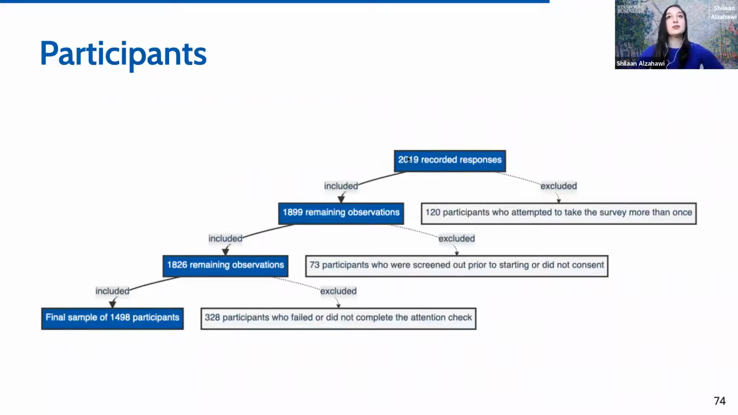So in terms of the 2019 recorded responses, we excluded 120 participants who attempted to take the survey more than once. Then we excluded 73 participants who were screened out prior to starting or did not consent. And finally, we excluded the 328 participants who failed or did not complete the attention check. And this left us with a final sample of 1,498 participants, 500 in the multi-consistent condition and 499 in the other 2 conditions, the single analyst and the multi-inconsistent conditions.